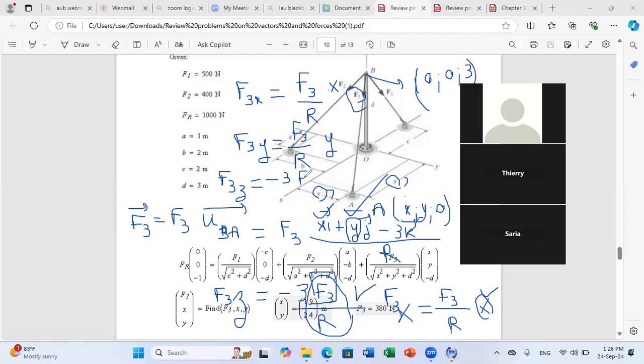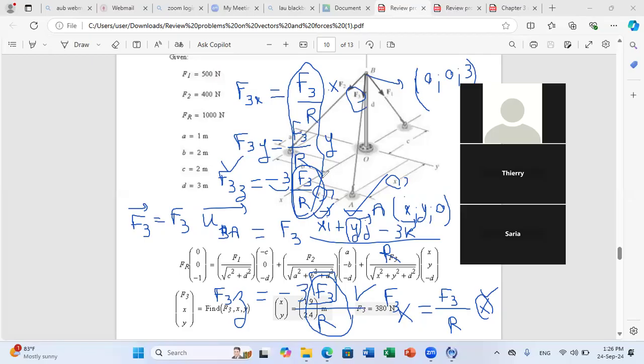So what can you deduce, Saria? F3 over R is a term that is common for the three equations, okay? And the last equation will allow you to calculate it, because in the last equation, this is a constant that you know, and F3z is already calculated from the equation F1 plus F2 plus F3 equals the resultant. So now you know F3z, and you know this term. The only unknown is the ratio F3 over R. You can calculate from this equation F3 over R.